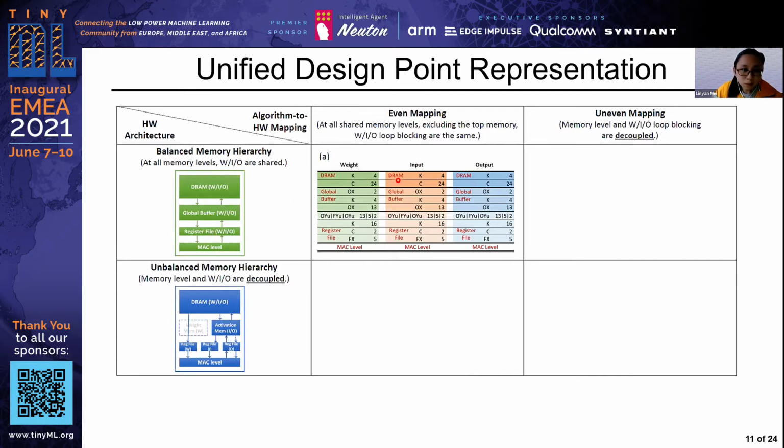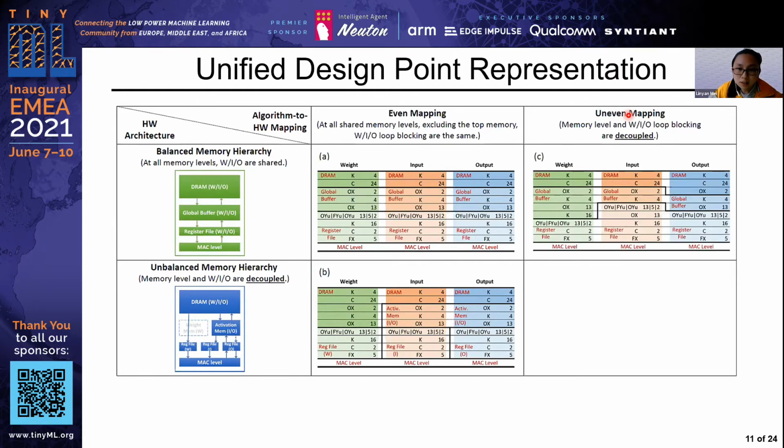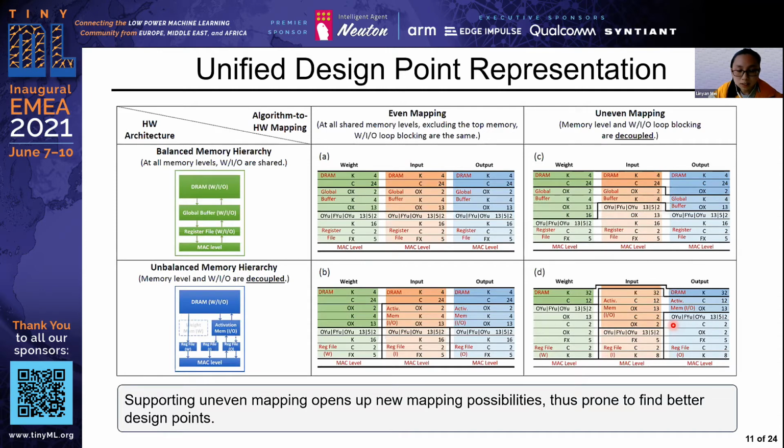And then for the unbalanced memory hierarchy, the even mapping looks like here. So basically, as long as the memory is shared, the cutting edge between those loop tiling or loop blocking are even. And then what it looks like with uneven mapping. The uneven mapping can do loop tiling whatever fits the memory capacity. So basically, you can freely do the loop tiling. And then for uneven mapping and unbalanced memory hierarchy, it gives a large freedom for the mapping space compared to other such frameworks.